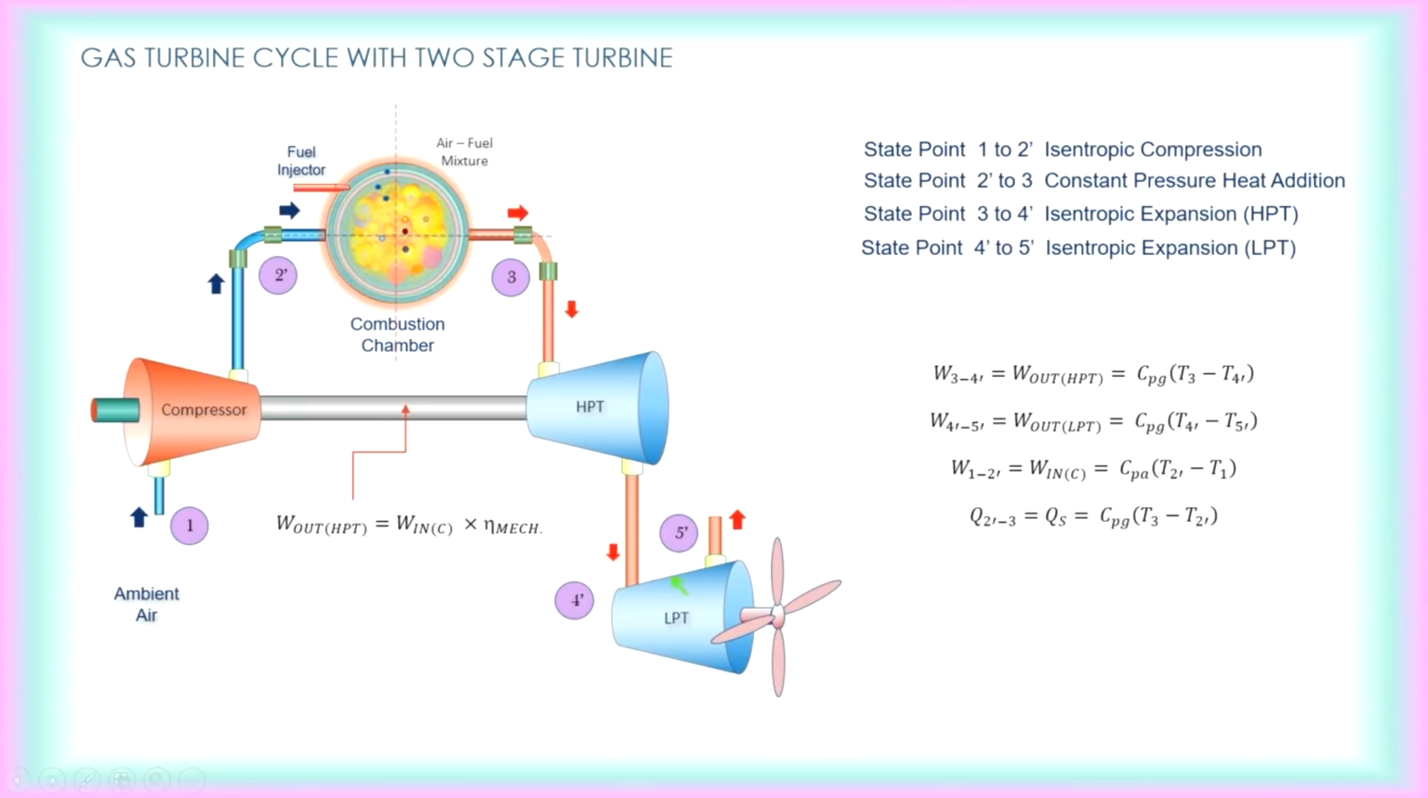Therefore, that is why we have to consider the mechanical efficiency. So the net power output should be the work output of the low pressure turbine multiplied by the mechanical efficiency. For the work input here, you can take mechanical efficiency multiplied by the work output of the high pressure turbine. This was my mistake. So the net work out should be based on 4 prime to 5, that is the low pressure turbine, which is Cp g (T4 prime minus T5 prime). If mechanical efficiency is given, then we have to multiply by mechanical efficiency.